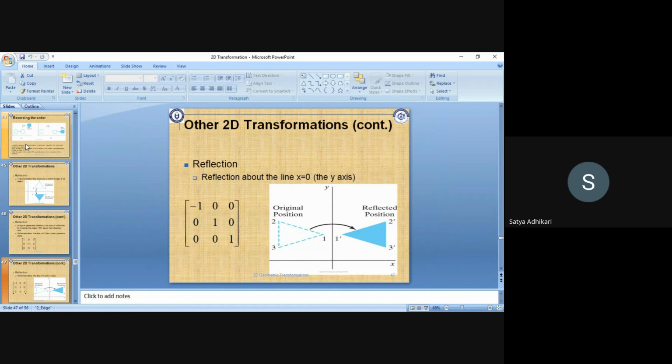You see the reflection matrix: minus 1 0 0, 0 1 0, 0 0 1. Only the x position is changed. In the previous one there was a minus 1 in the second row for y, but here the minus sign is in the first row for x. So this is the reflection matrix about the y-axis, and the previous was about the x-axis.